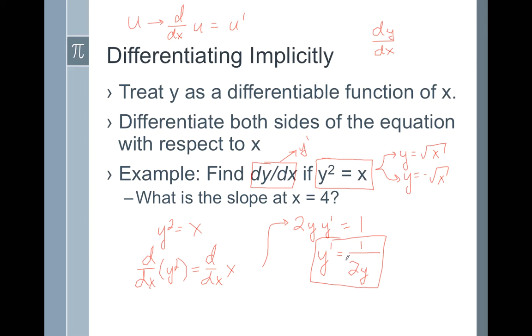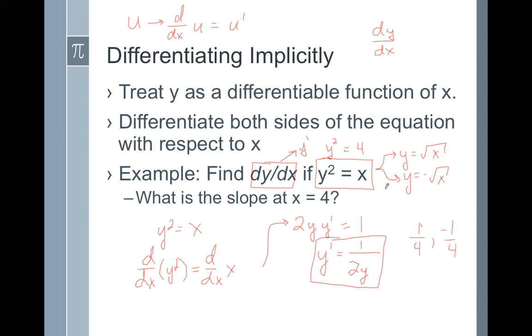But now we need to figure out what is the slope at x equals 4. Well, this equation doesn't have any x's in it. So I need to come back here. If x is 4, what was y? Oops, sorry, y squared. y would be 2 and negative 2, and now we can plug in 2 and negative 2, so the slopes would be 1/4 and negative 1/4.